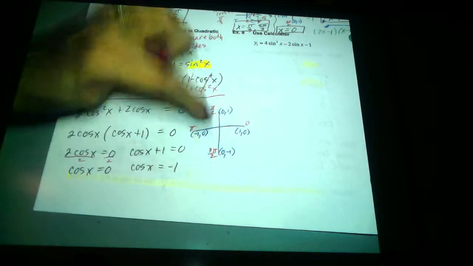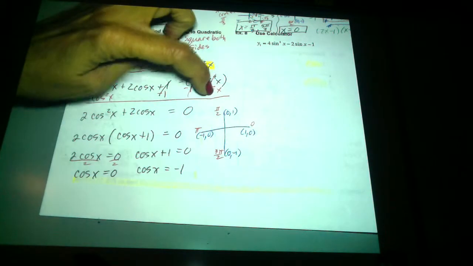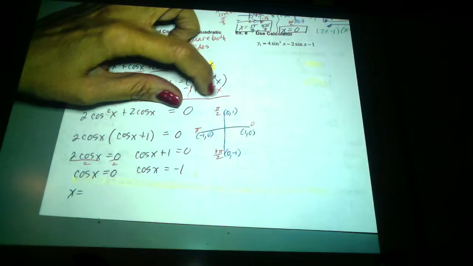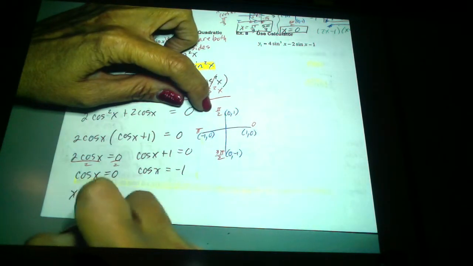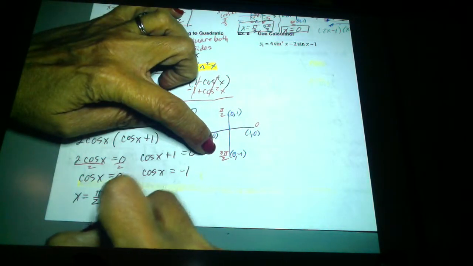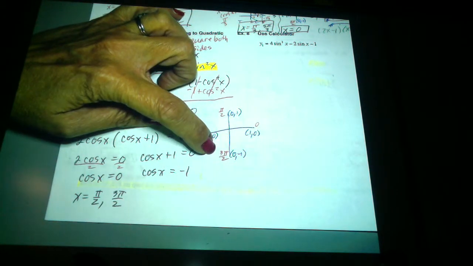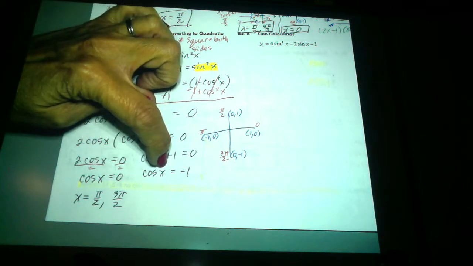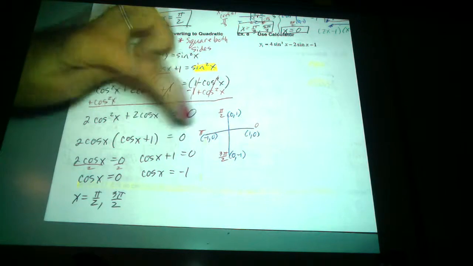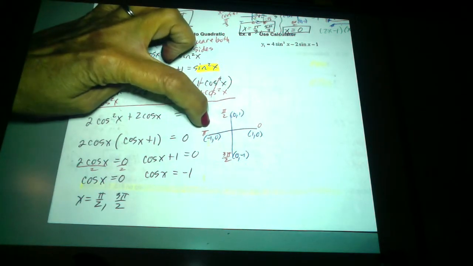Cosine of x, is it the x value or the y value? X value. So for this one, I want to know, where is the x value 0? Isn't that in 2 places? So for this one, I've got x is equal to pi over 2 and 3 pi over 2. For this one, I want to know, where is the x value negative 1? There's only one spot where it's negative 1, and that's at pi.